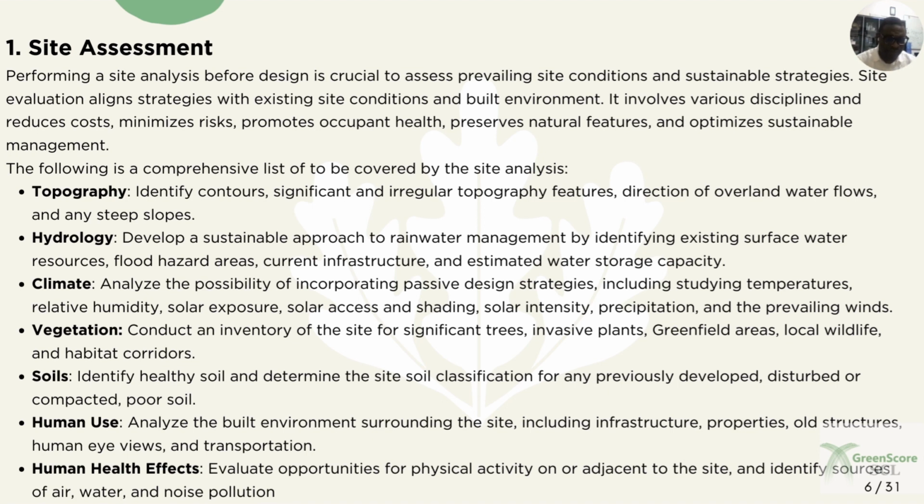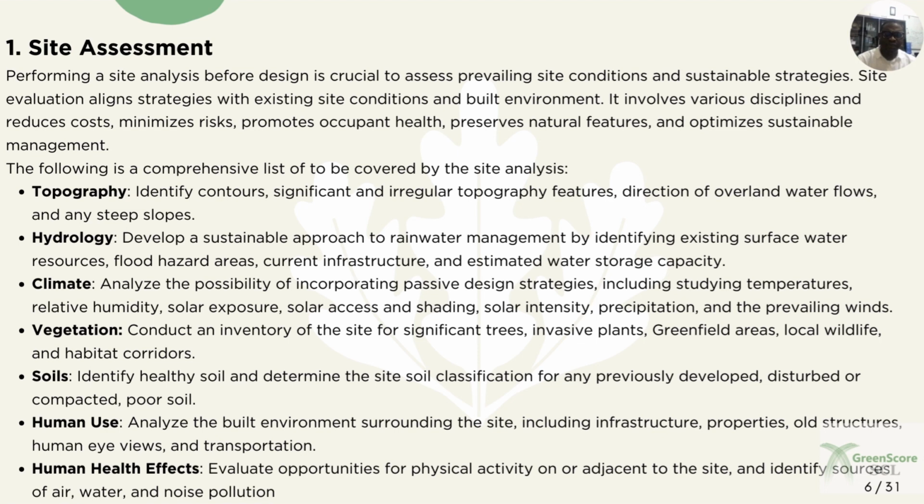Number 4, vegetation. Take a study of the significant trees, the invasive plants, the native plants, greenfield areas, local wildlife, and also the habitat corridors. This information would help you to plan your landscape design, the plan for irrigation, and so on.